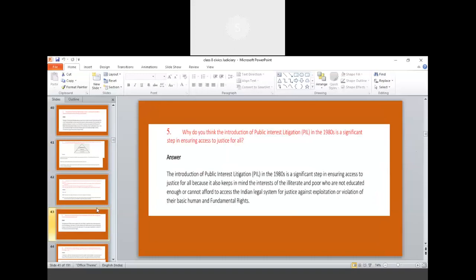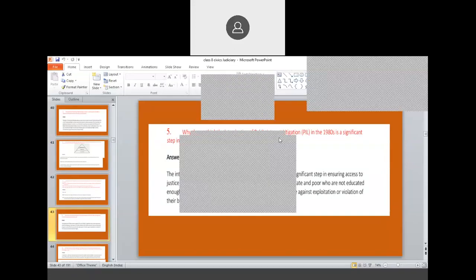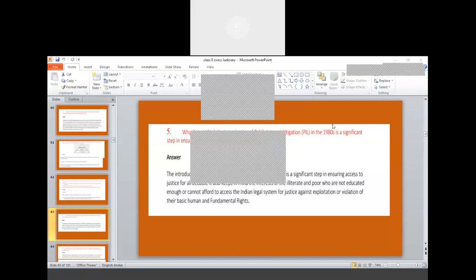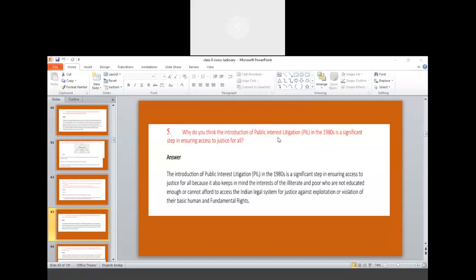What is the PIL full form? You are not audible. Public interest. Sir, you are not audible. Yeah, because of a problem with the net. I'm asking you, what is PIL? Public interest litigation.